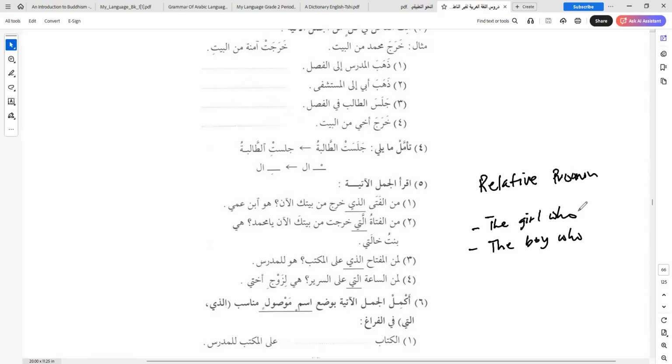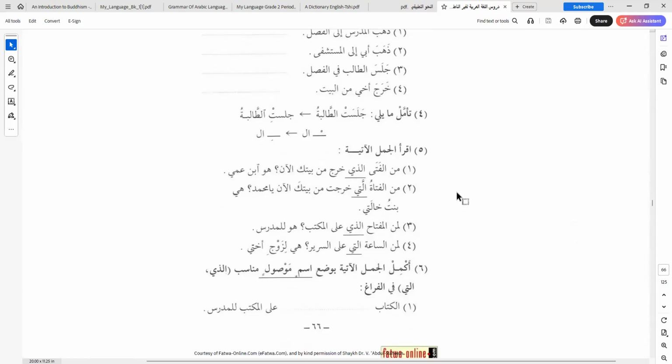But if you are translating these into Arabic, then you have to say al-bintu allati, and then al-waladu alladhi. So you see that the "who" changes in Arabic. For the girl it is allati, and for the boy it is alladhi. Now, let's see if we can do these.